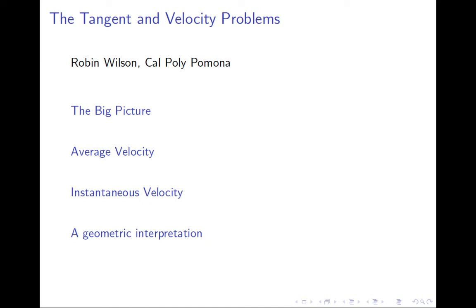Hey folks, this is Robin Wilson at Cal Poly Pomona, and this video is about the tangent and velocity problems. So first we're going to go over the big picture, then we'll talk about average velocity, how we use it to compute instantaneous velocity, and we'll wrap it up with a geometric interpretation of these two quantities.